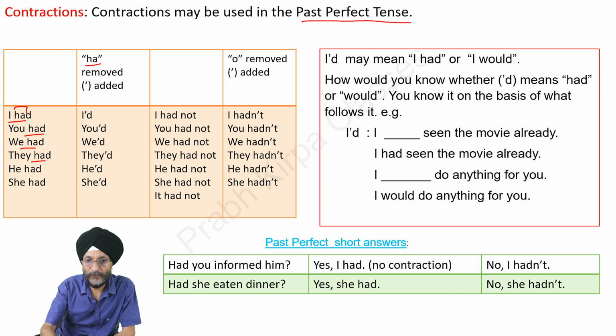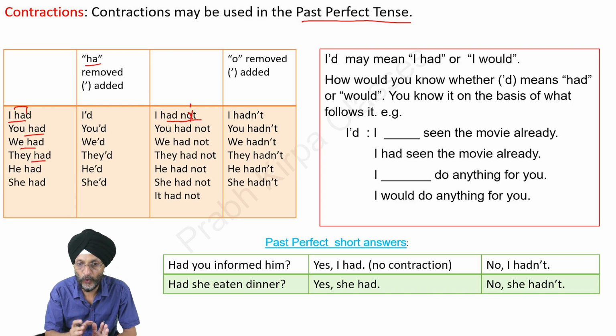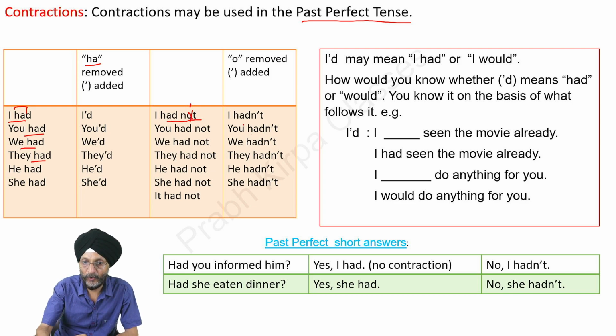And in the case of I had not, you had not, we remove the O and an apostrophe is added, and both these words, had and not, are joined together. And I had not becomes I hadn't, you had not becomes you hadn't, we had not becomes we hadn't, and so on.